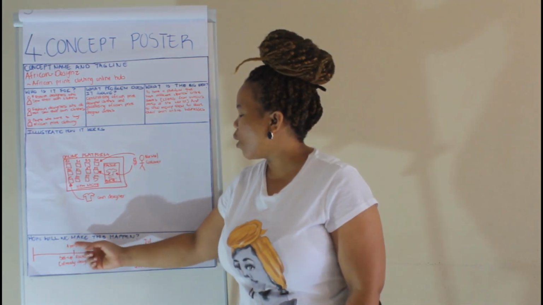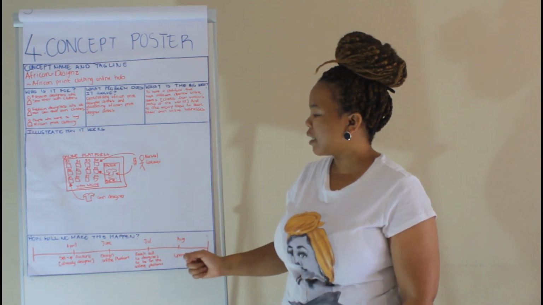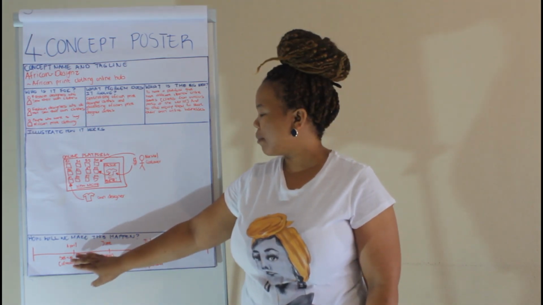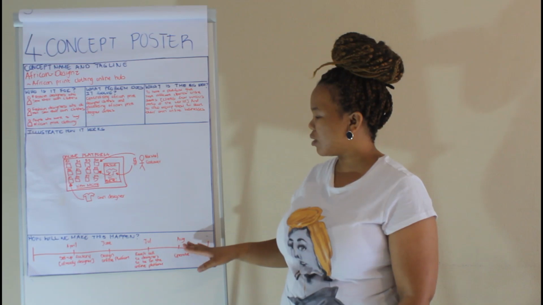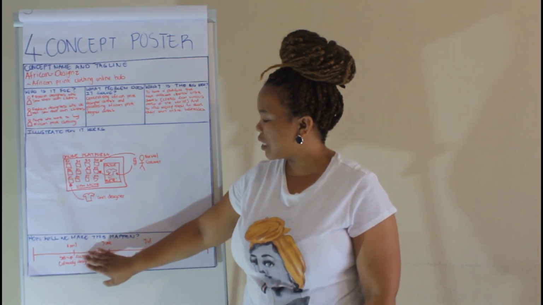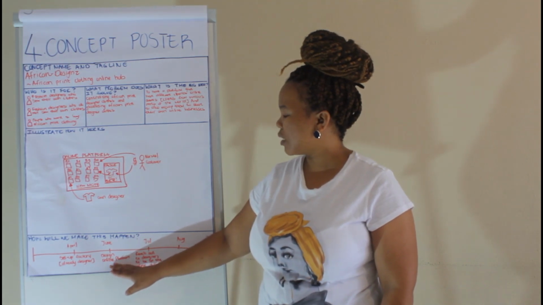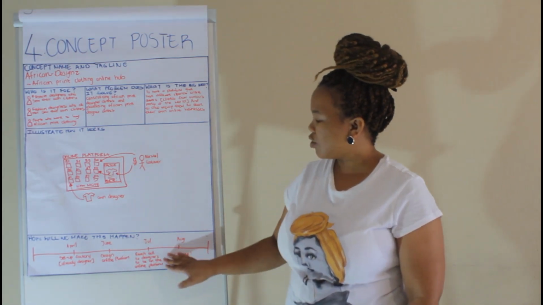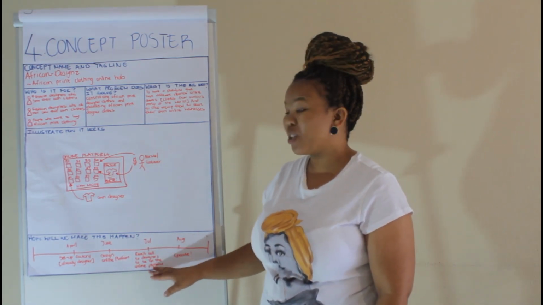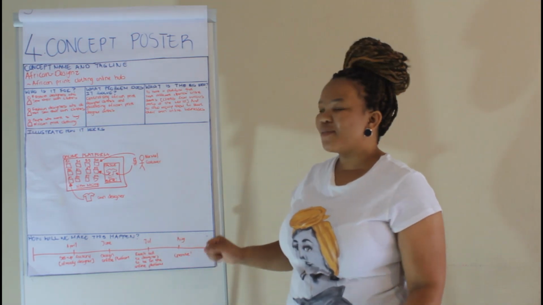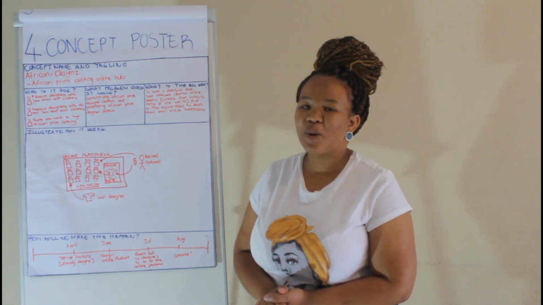Then the last one is how will we make this happen? We've got here a little timeline that has April all the way to August. In April, Jabu will set up a factory because he's already a designer. In June, he will design the online platform. In July, he will reach out to designers to be on the online platform. And then boom, August, Jabu is starting to operate.